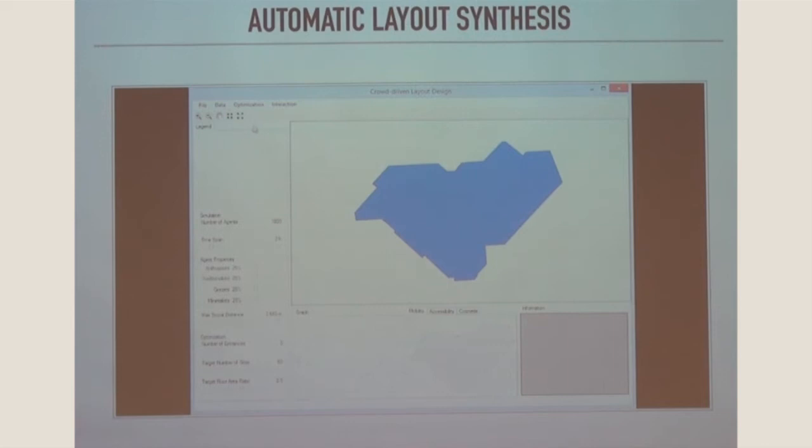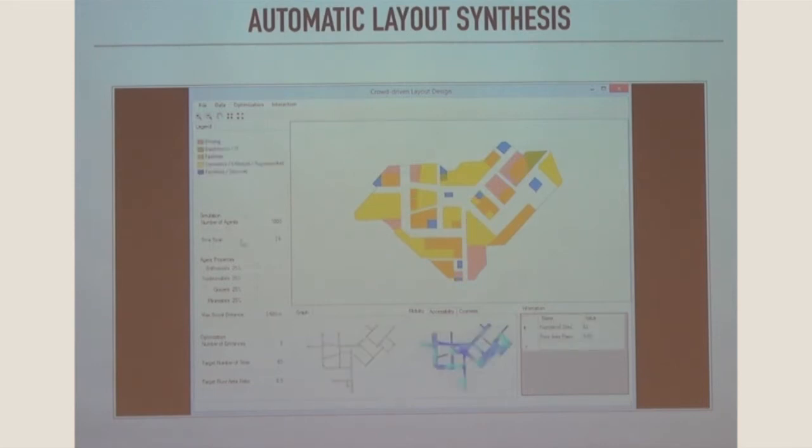So we have the input layout domain. The optimization also includes some prior considerations. It iteratively splits the site and assigns the site type. After the optimization is done, the lower window shows the graph representing the path network and visualizes the different agent-based costs using a heat map.